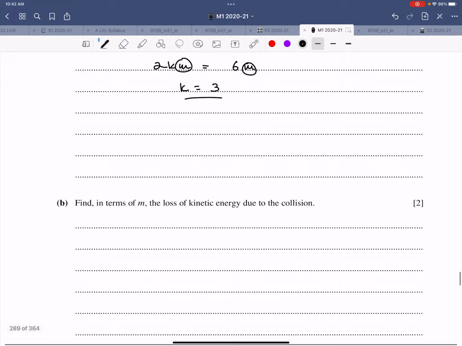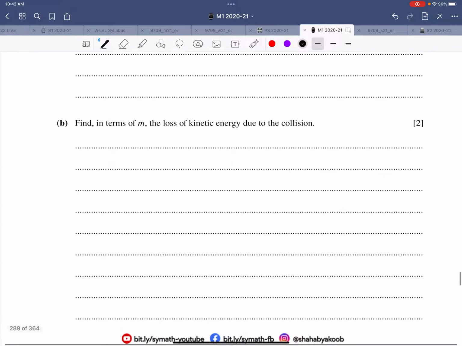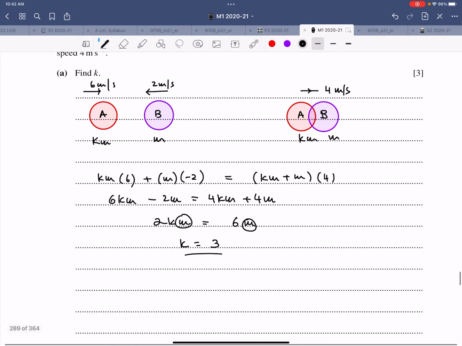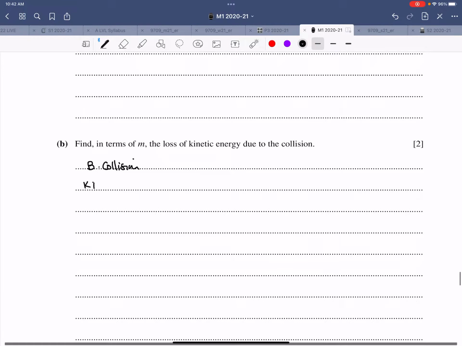Find in terms of m the loss of kinetic energy due to the collision. Now, before collision, there are two particles. So for particle A, the kinetic energy of A is half into m into v squared.